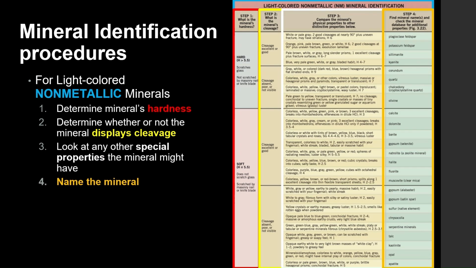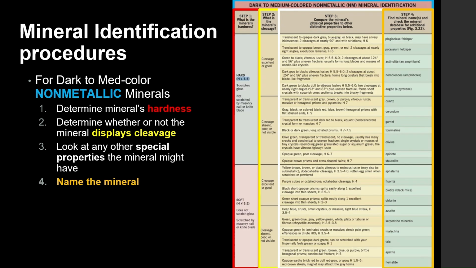For light-colored, non-metallic minerals, you will observe the hardness, check for cleavage, and take note of any special properties. Then, use those traits to identify the mineral. Dark to medium-colored non-metallic minerals will follow the same procedures as the light-colored non-metallics.